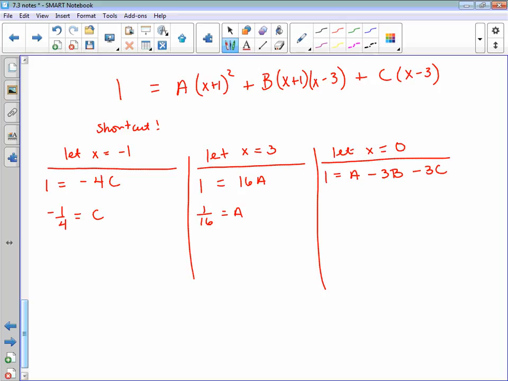Okay. 3 variables, but don't I already know the value of A and C? Okay, so 1 equals 1/16 minus 3B, and then plus 3/4. It's minus 1/4 times negative 3, so that's going to make it plus 3/4. Wait, it's negative 3 times negative 1/4, which is positive 3/4.